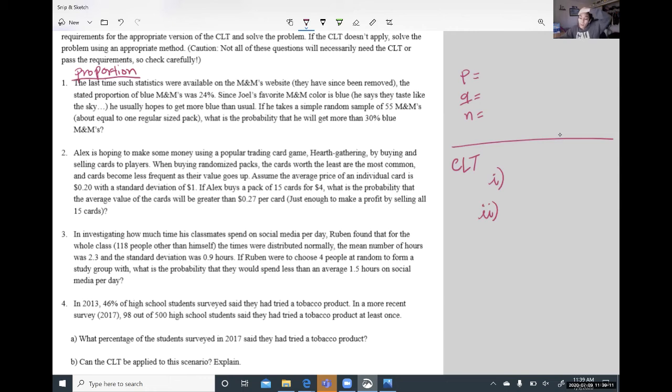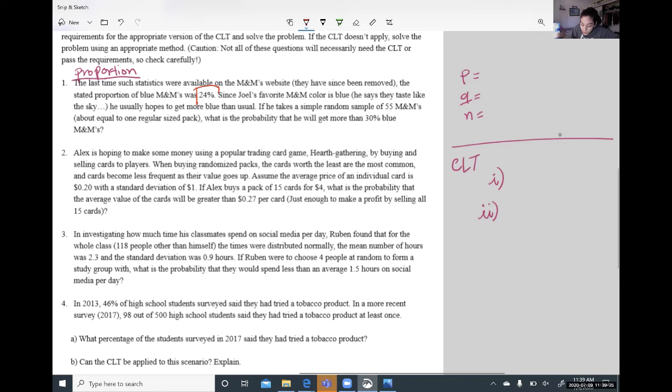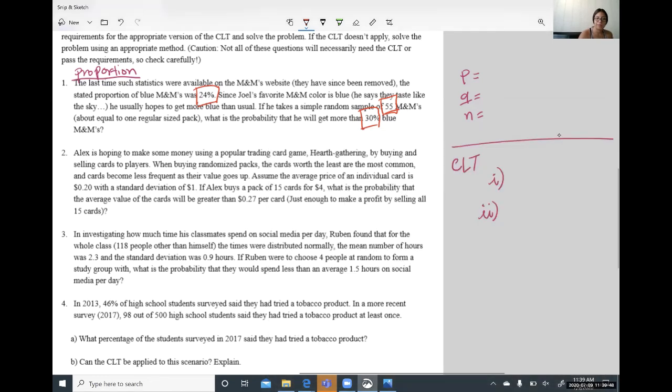So our P, our proportion here, is gonna be talking about the population, right? So I'm gonna go ahead and box in all the numbers that I see. So I see this 24%, I see this 55, and I see this 30%. Okay, now, out of those ones, which one would you say is N? N is the sample size. 55. Perfect, 55, because that's the only one that doesn't have a percentage, right? That's talking about how many we have, okay?